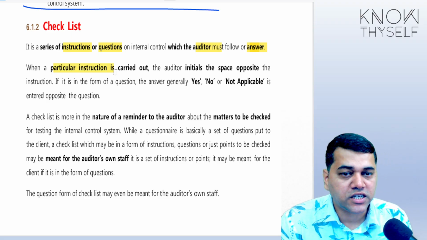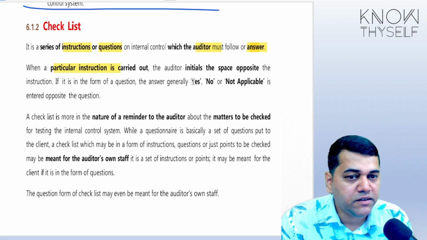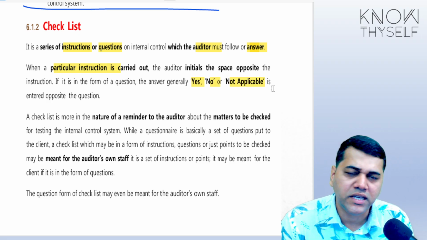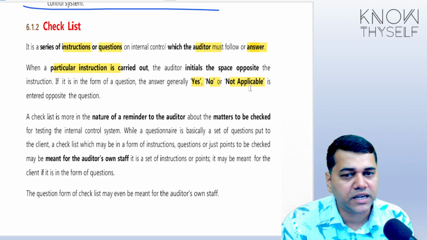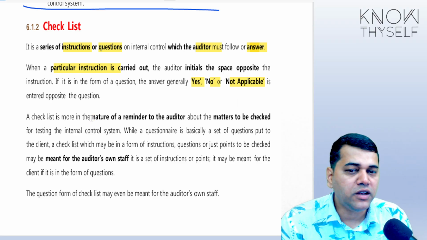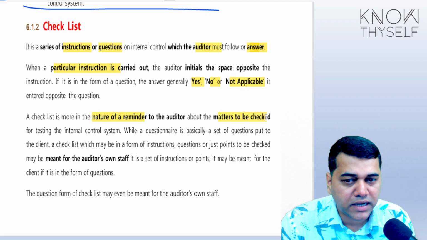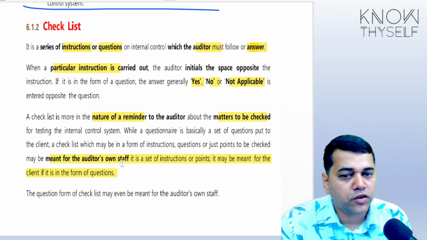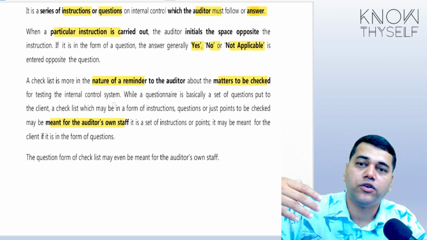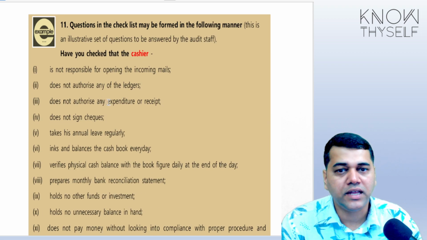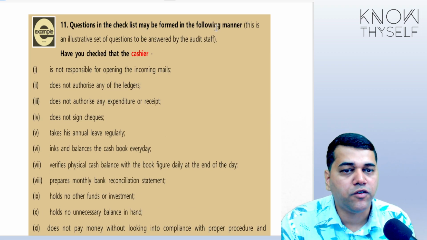A particular instruction is carried out, and we will mark it with yes, no, or not applicable. Same like a question, we will put one tick mark. So this will act like a reminder for certain matters to be checked and is meant for the auditor's own staff rather than for the employees. Questions in the checklist may be formed in the following manner.